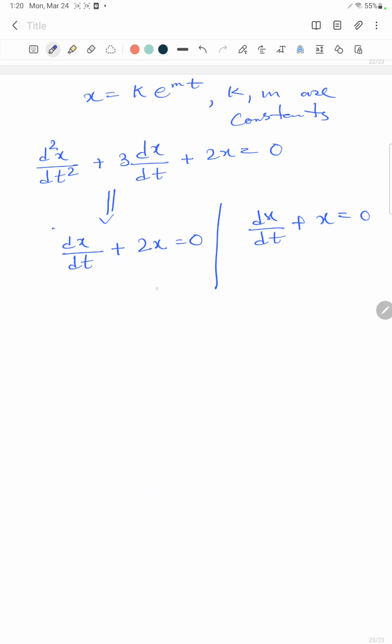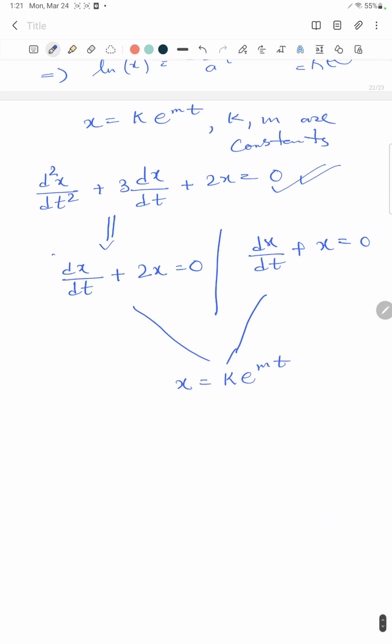From there you can guarantee that both of these differential equations will have a solution like k into e to the power mt. So disregarding the constant here, you can guarantee that this original differential equation will actually have a solution like x equal to e to the power mt. So this is the whole procedure.